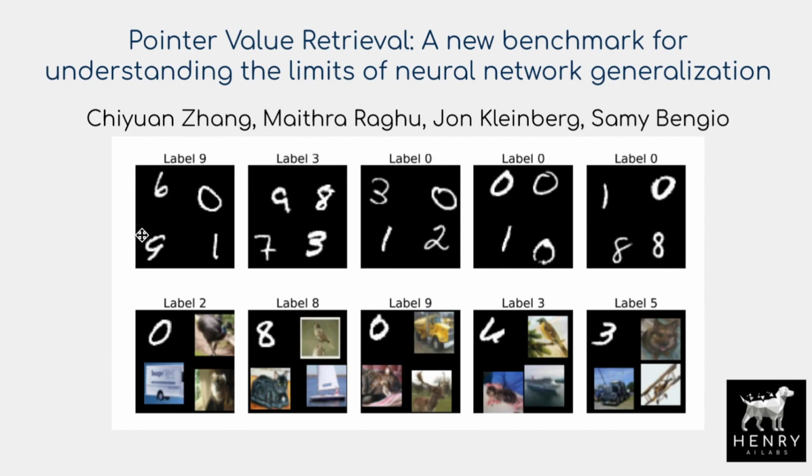So this pointer value retrieval benchmark might be a better example of, say, a reasoning task. What you have to do is look at the top left part of the image in order to get the signal for how to read the rest of the image. So this 6 might tell you that the answer is in this bottom left corner. The 9 might tell you to look in the bottom right corner for the 3, and so on.